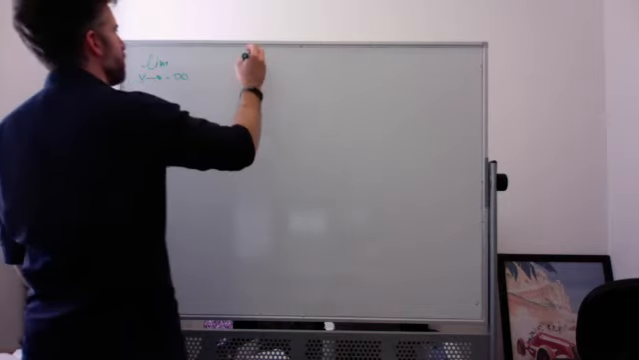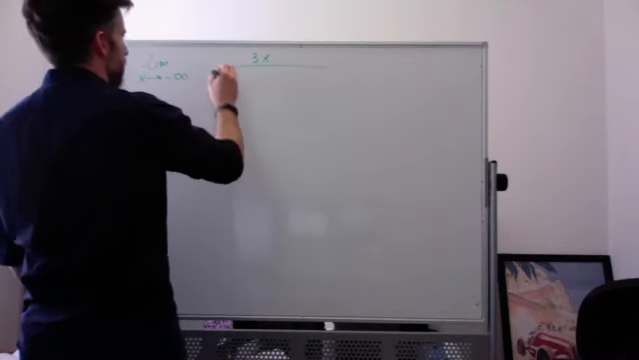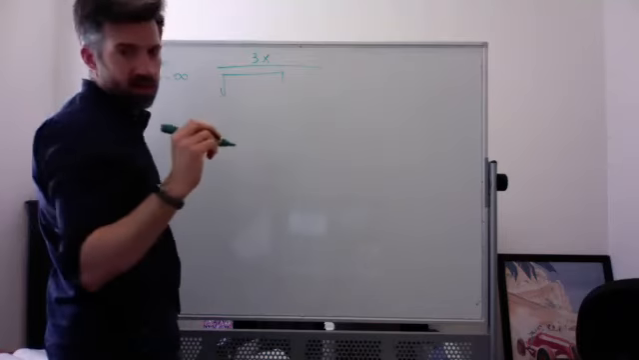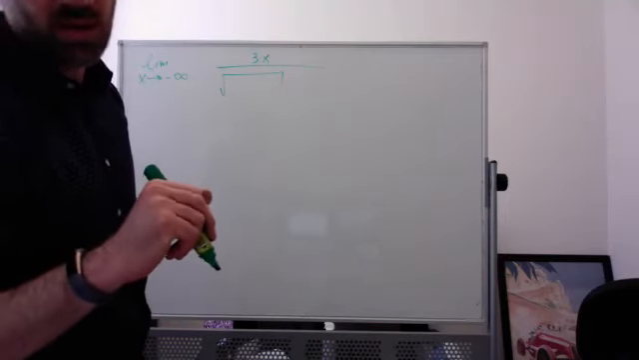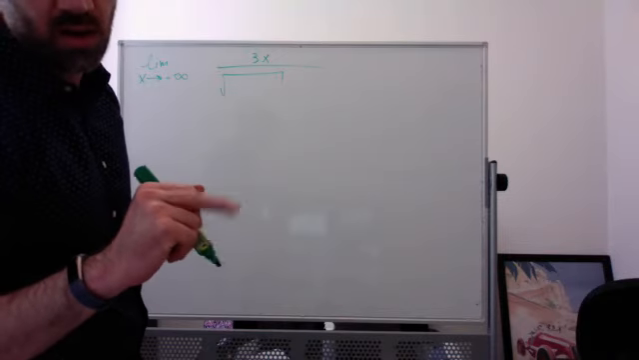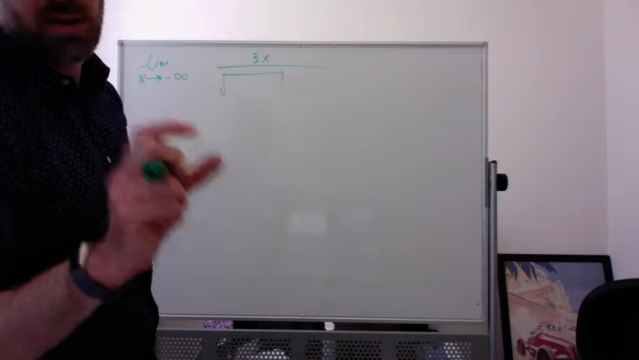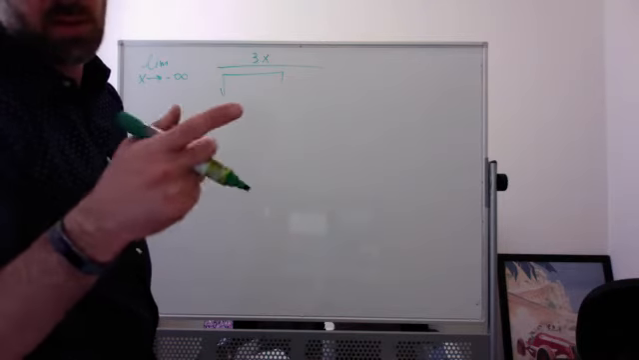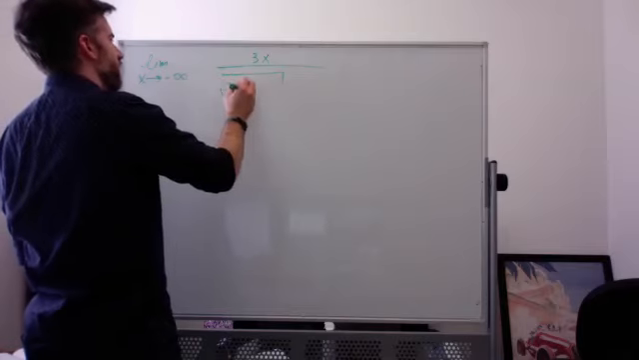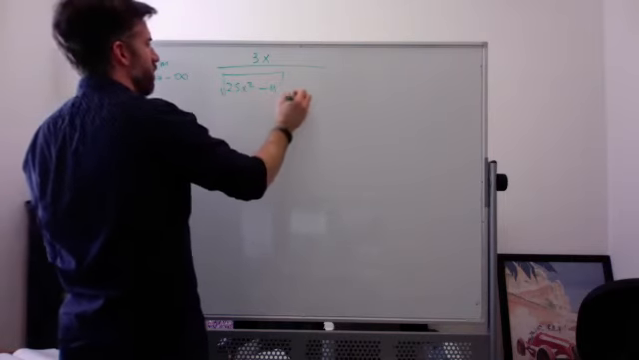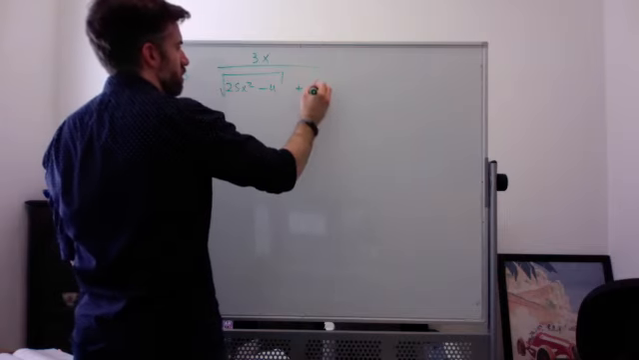I'm going to say, let's make it 3x over the square root of, I have to actually think for a minute here to make sure this comes out right. Okay, he wants that to happen. Okay, let's do 25x squared minus 4 plus 2.